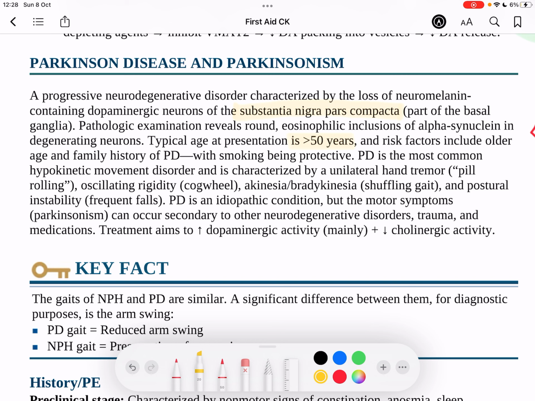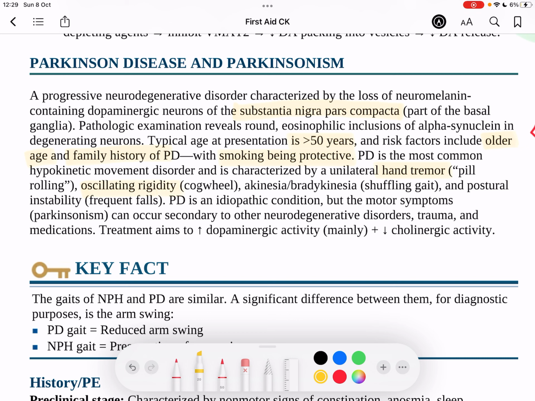And the risk factors are older age, family history, and a really important factoid to know is that smoking is protective, because it's one of the very few diseases where smoking is actually protective. Parkinson's disease is the most common hypokinetic movement disorder and is characterized by unilateral hand tremor. So this is one of the most important things. This is called the pill rolling tremor, and it's a tremor at rest. We will discuss that more in a bit.